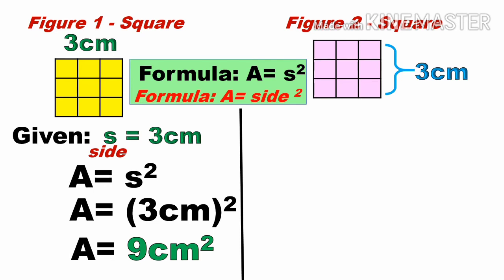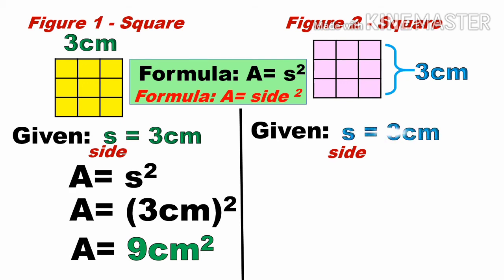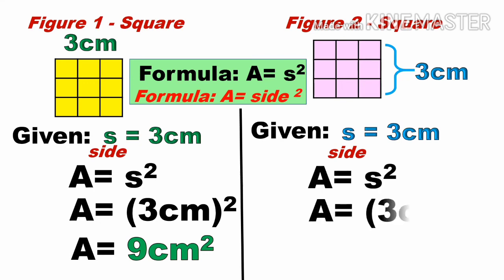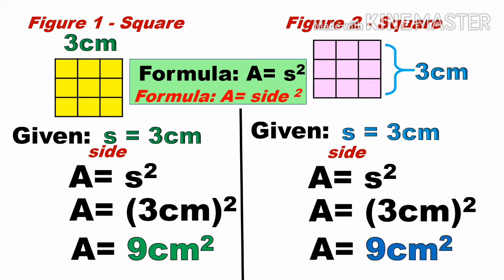While the second figure, which is the pink, the given is the side, which is equal to 3 centimeter. And we use the formula A is equal to S square. And substitute the side, which is 3 centimeter. Then 3 square is 9. Then we have centimeter square. So therefore, the area of the second figure is 9 square centimeter.